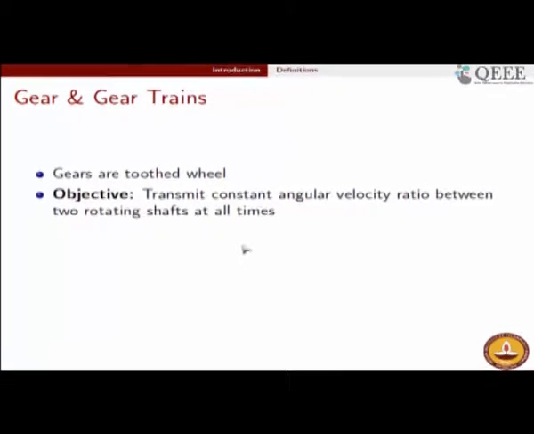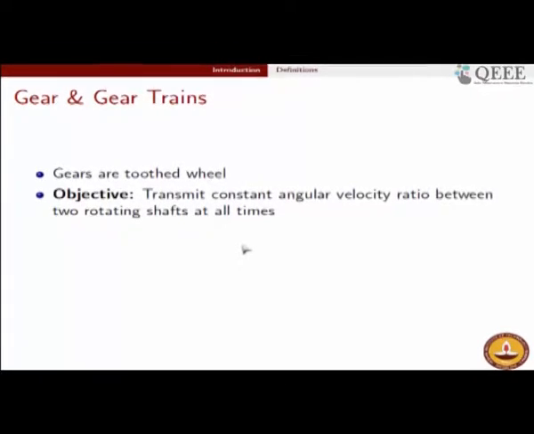So it is very important that the gearing system does not introduce any additional fluctuations in the output speed. If the output speed coming from the engine is constant, the gear should only reduce or increase it by a constant factor without causing any fluctuations. That is the objective, and because of this very stringent objective, you will have a requirement in terms of the profile of the tooth. The tooth profile cannot be arbitrary.